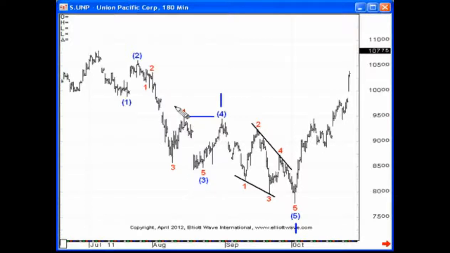With respect to a classic or traditional impulse wave, in this move here, wave 4 can never end in the price territory of wave 1. However, with the ending diagonal, it's expected to.